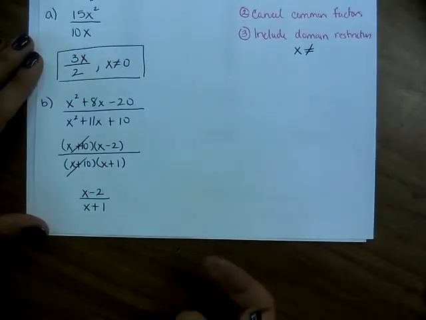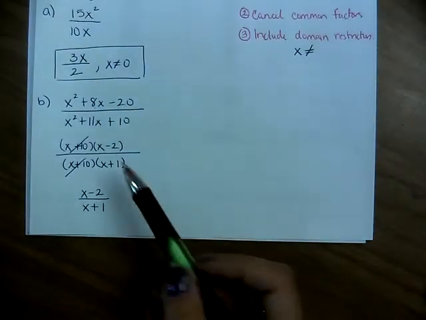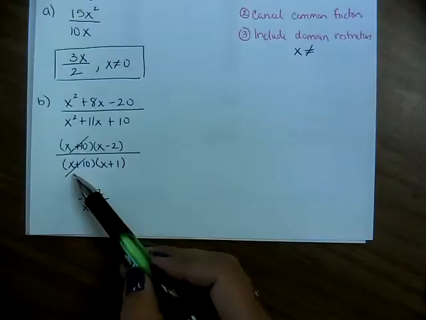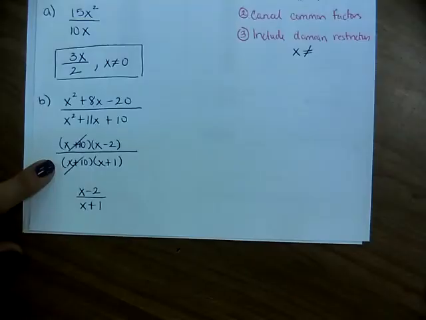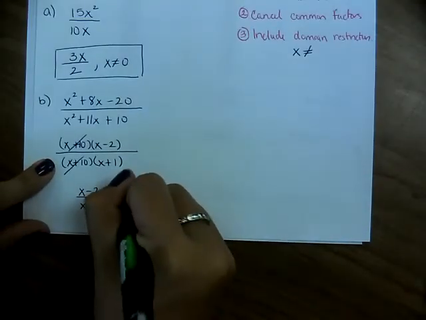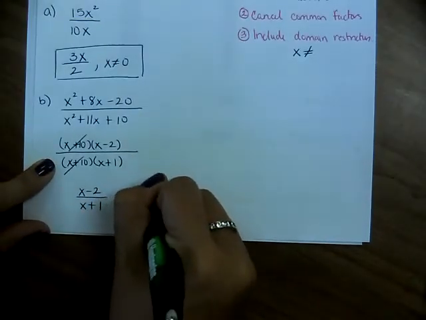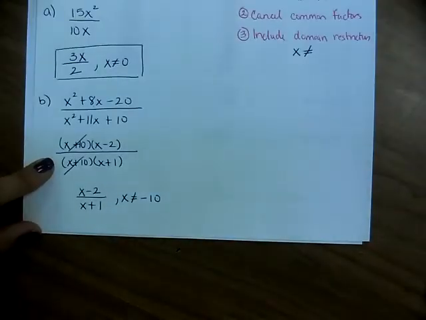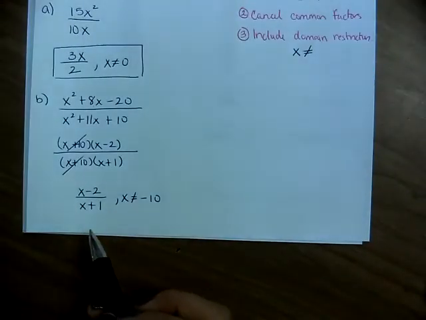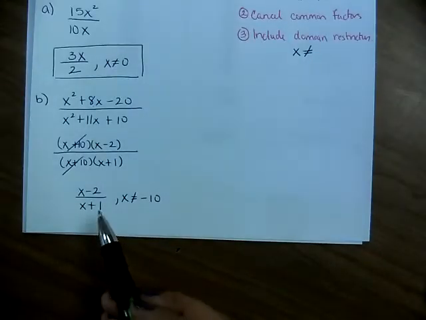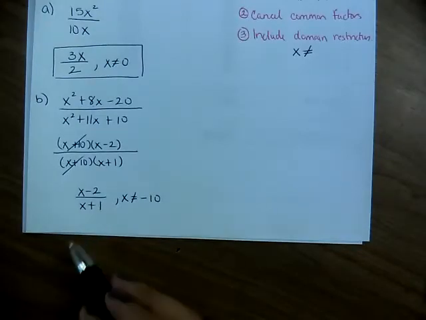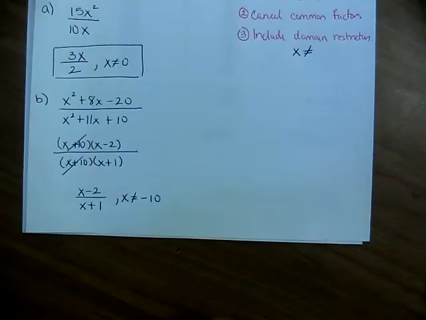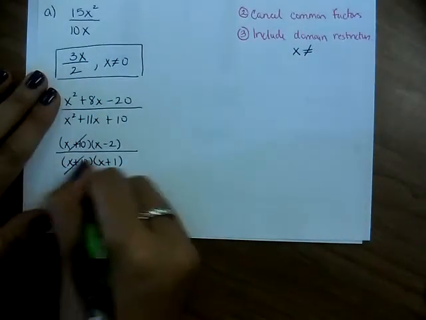But I have to include the restriction, so I have to go back. When I canceled out this x plus 10, that meant that x could not equal negative 10. Agree? So I have to include that. So x cannot equal negative 10. Now, do you also agree, though, that x can't equal negative 1? But we can see that still in our answer. So we don't have to list it. You can list it, but you don't have to. If it's there, we see it, it's redundant to list it. We recognize it. So we're good. So that would be it.